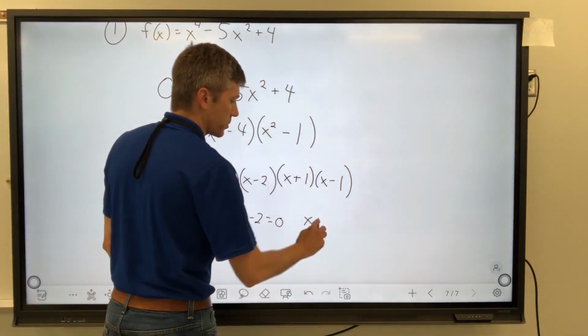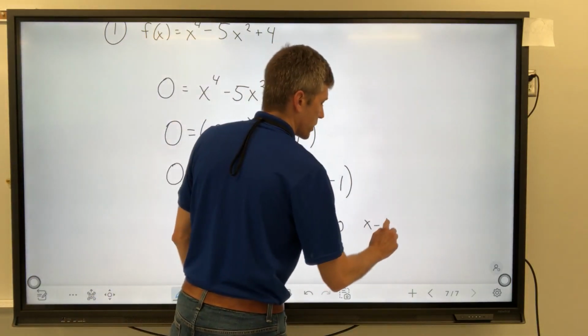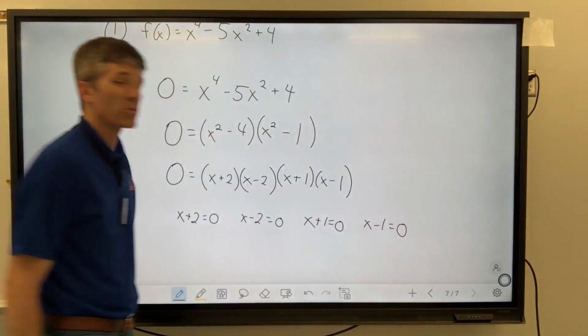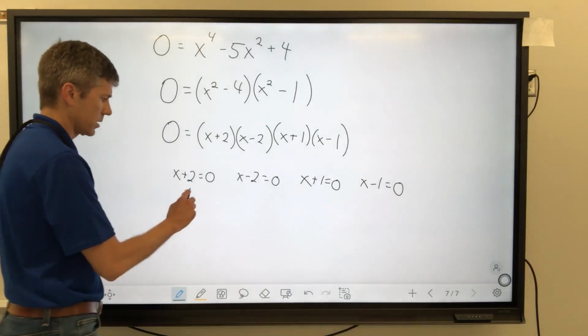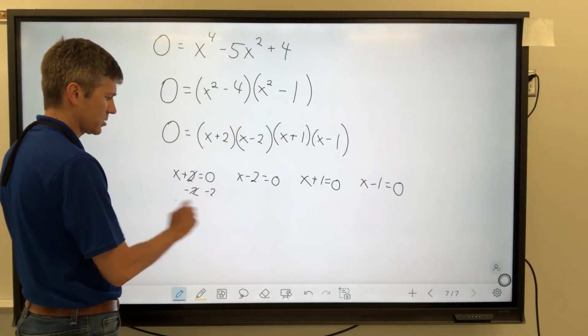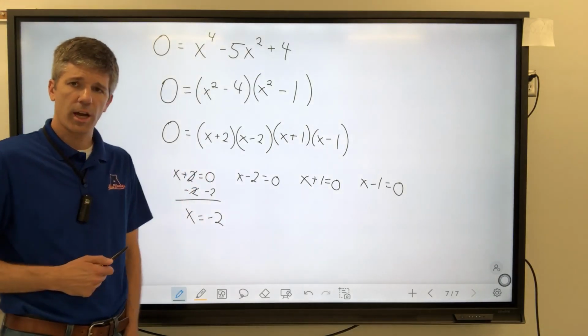And then we're going to say that x plus 1 could equal 0, and we're going to solve it. And then we're going to say that x minus 1 equals 0, and we're going to solve it. And these are going to be really straightforward because as we go through this process, you're going to say, oh, well, let's see, we'll subtract 2 from both sides. So x equals negative 2. Hey, that's the opposite of the sign I already had.